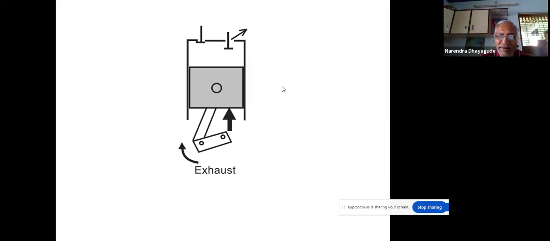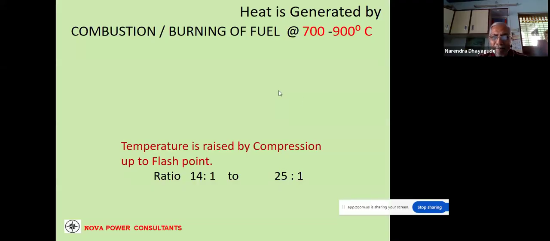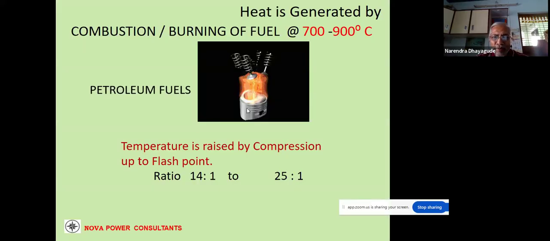These things we have already learned in our engineering. Now here, when there is compression, the internal air gets heated up and the temperature goes up to 700 to 900 degrees centigrade because of the compression. The compression ratio varies from 14 to 25. The volume is compressed to such a pressure, and that's why the fuel gets ignited.